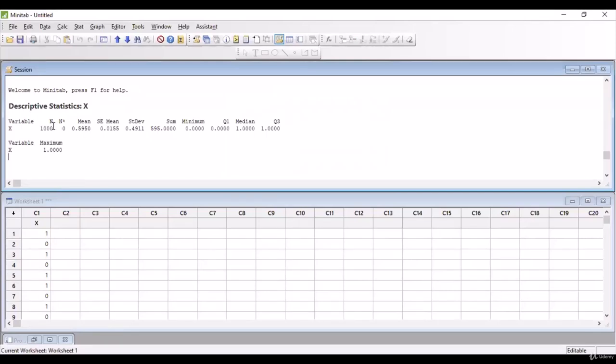What is my n? It is the total number of trials; I did it 1000 times. This is my sum, this is my average. So if I want to know the probability, this is the probability. Your mean is right now representing your probability.